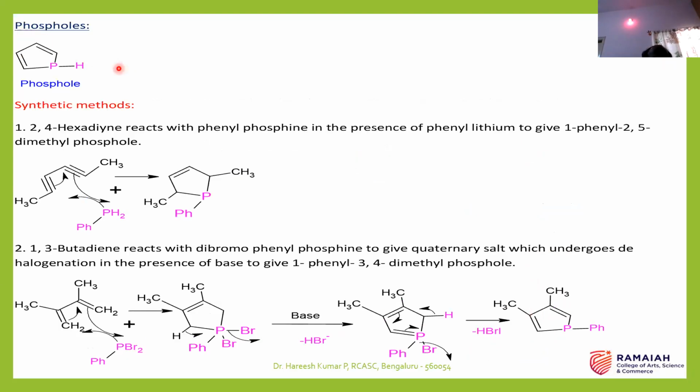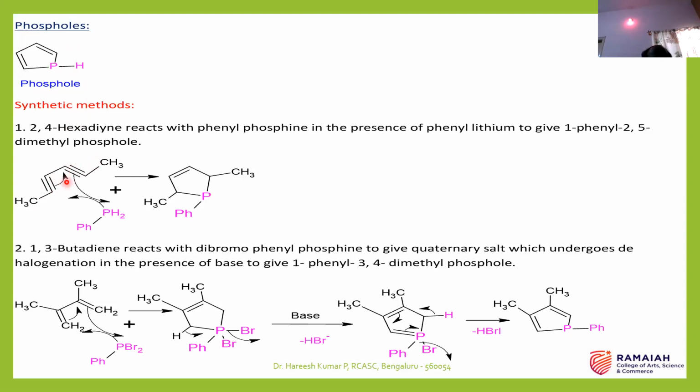Next slide, I'm taking phospholes. Phosphole means, if there is a suffix called OLE, OLE means you should write the two double bonds in a 5-membered ring. So how can one prepare this particular phosphole?